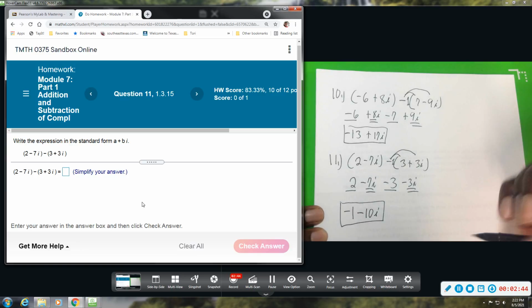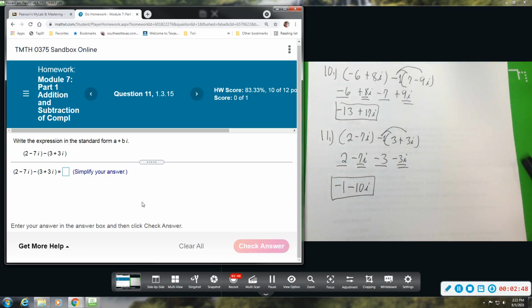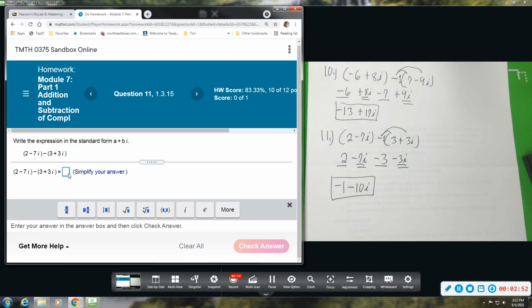So the thing to be careful of is changing the sign of every term that follows the minus. Otherwise you will come out with an incorrect answer. So -1 minus 10i.